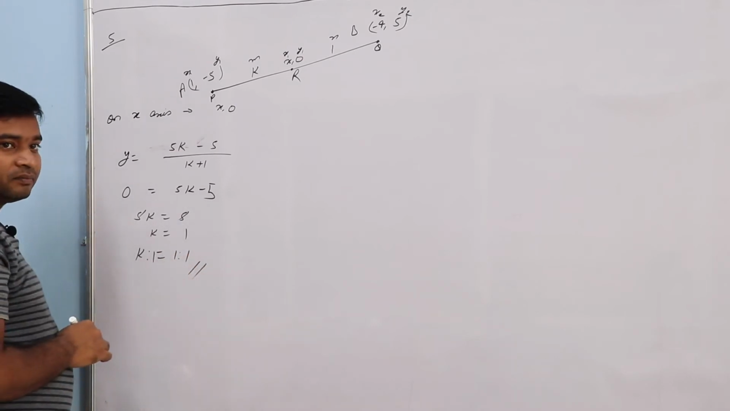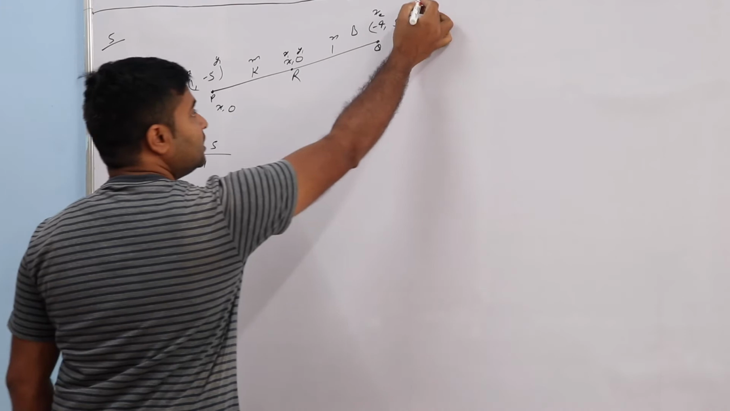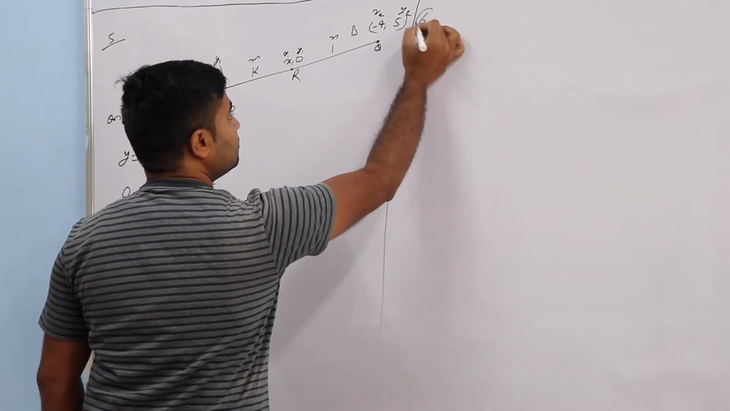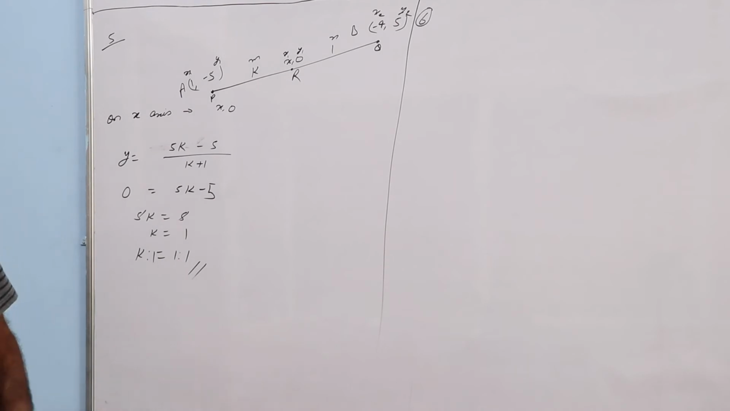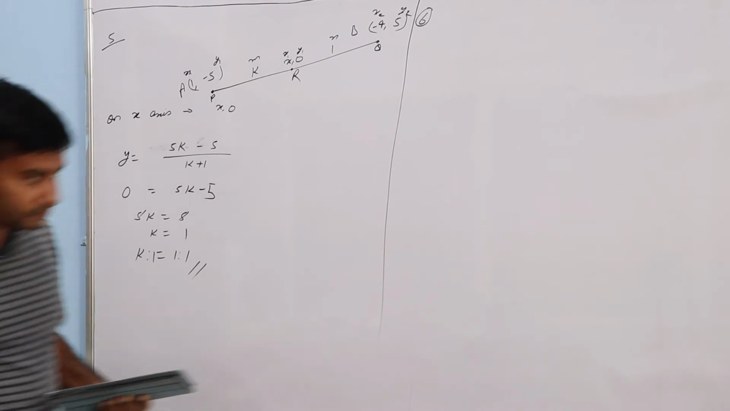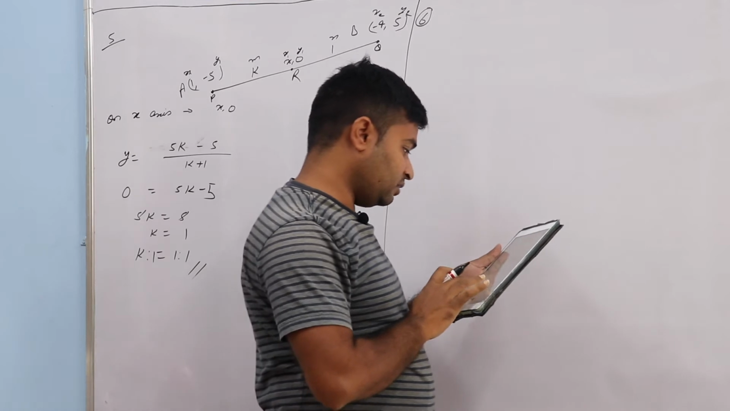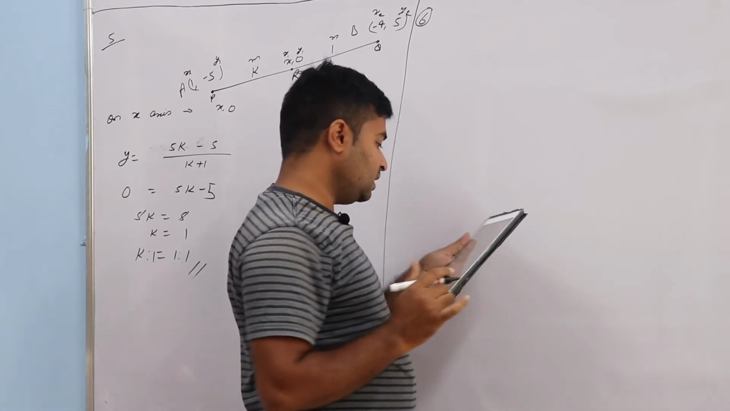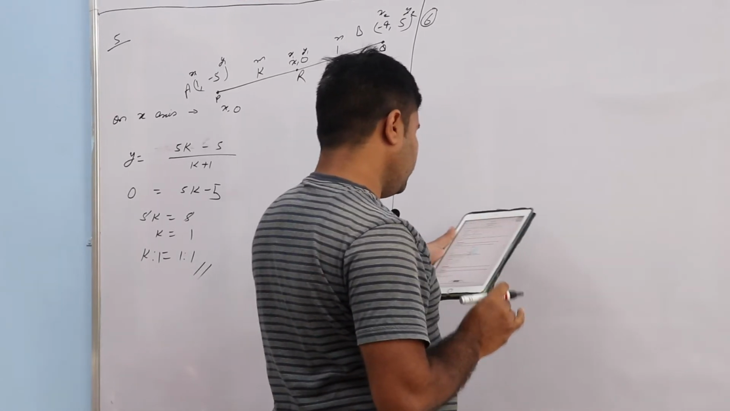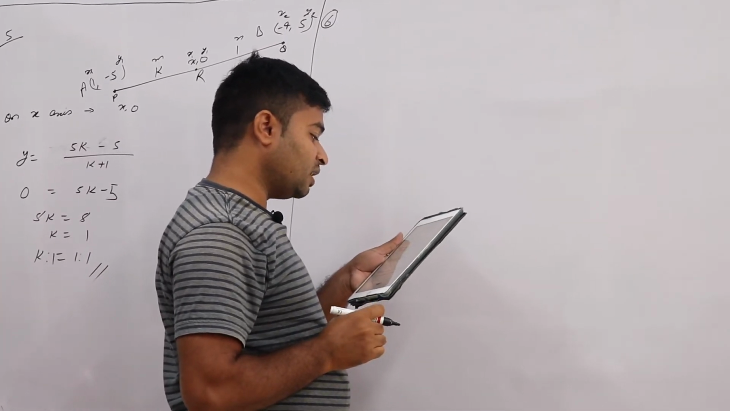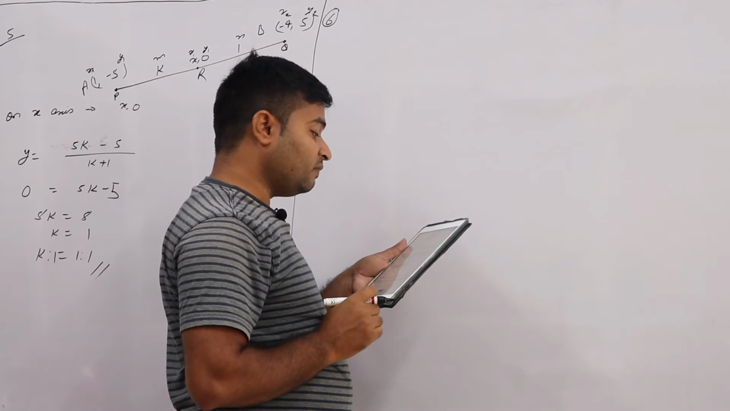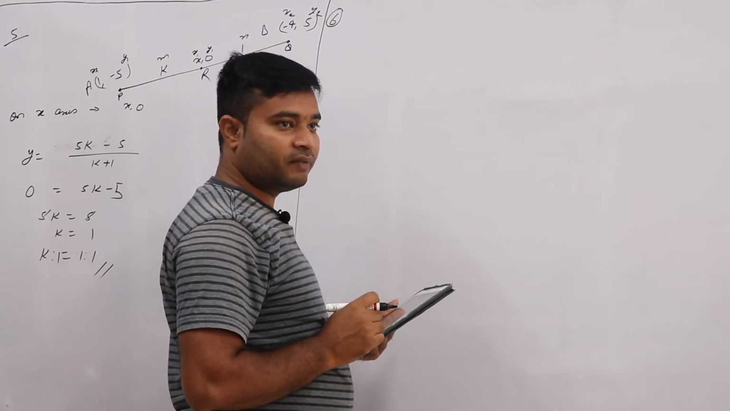Done? Yes or no? Question number 6. What is in question number 6? If 1 comma 2, 4 comma y, x comma 6 and 3 comma 5 are the vertices of a parallelogram taken in order, then find x and y.